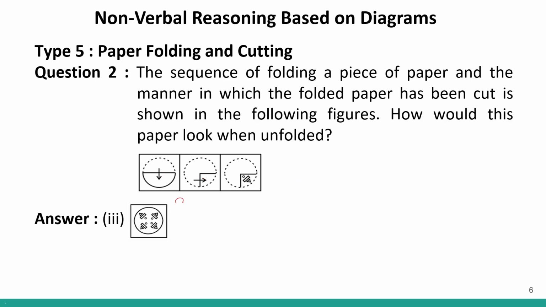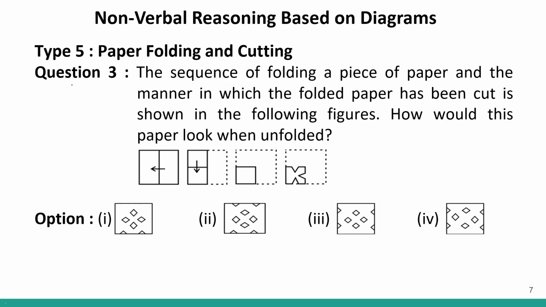Here is the solution. Question number 3. So again, we are given a square paper. It is folded a certain way, and then we have to find out how the incisions are made. So first the paper was folded like this, then it was folded like this. This is how we got the paper, and then the incisions were made.